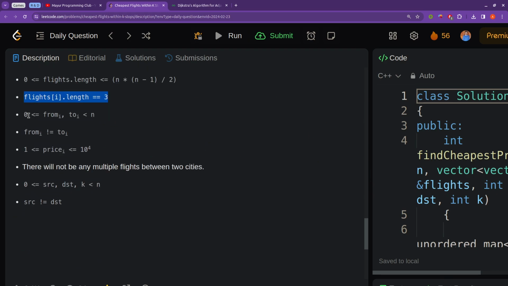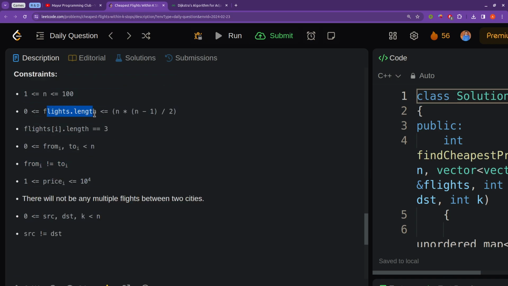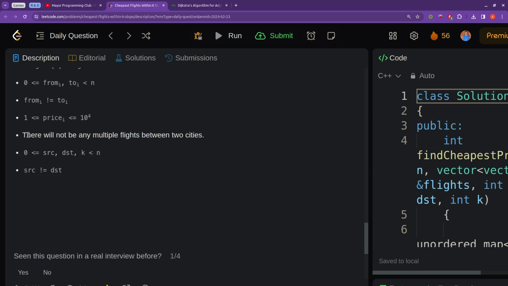Okay, so destination and source are ranging from 0 to n, so all cities are marked from integers 0 to n. Okay, and from is not equal to to, so the source is never equal to the destination for every entry in the flights array that will be given to you. Okay, there will not be any multiple flights between two cities, so it cannot be the case that from A to B there is a flight, and then A to B there is another flight. Okay, so this is never the case, so there are no parallel edges, you can say.